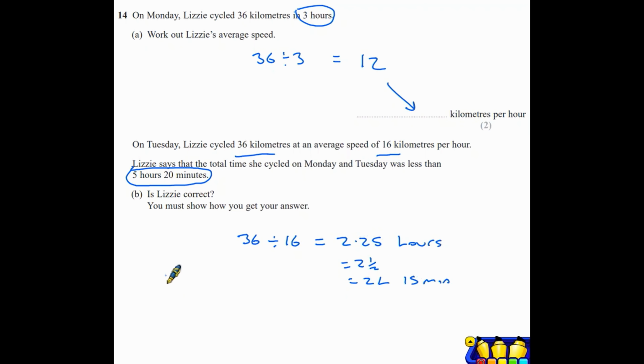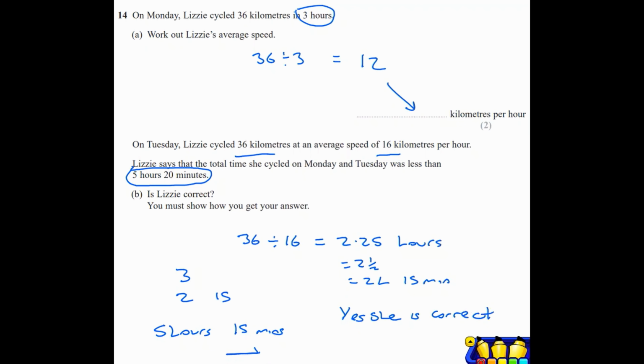So what have we got? Monday was 3 hours. Tuesday was 2 hours 15 minutes. So altogether her cycling time is 5 hours and 15 minutes. Is that less than 5 hours 20 minutes? Yes, she is correct, because it is.